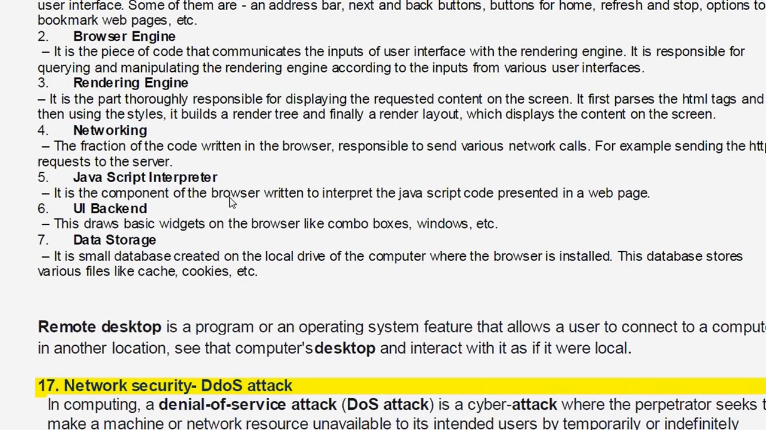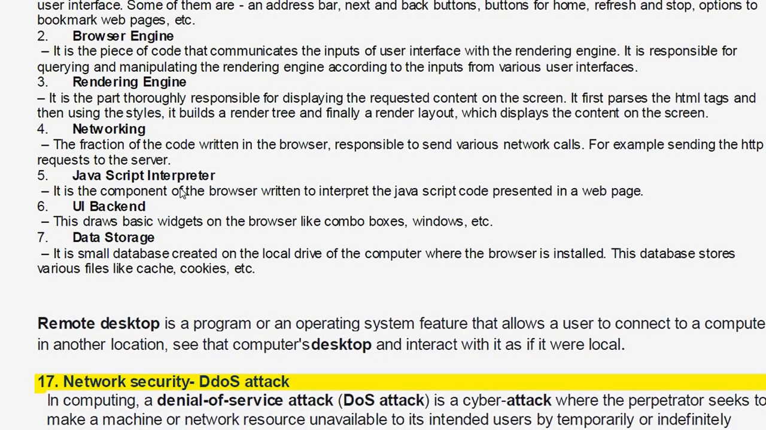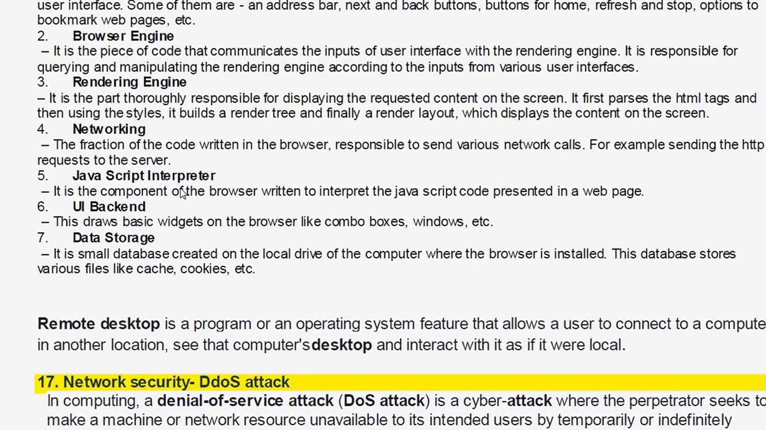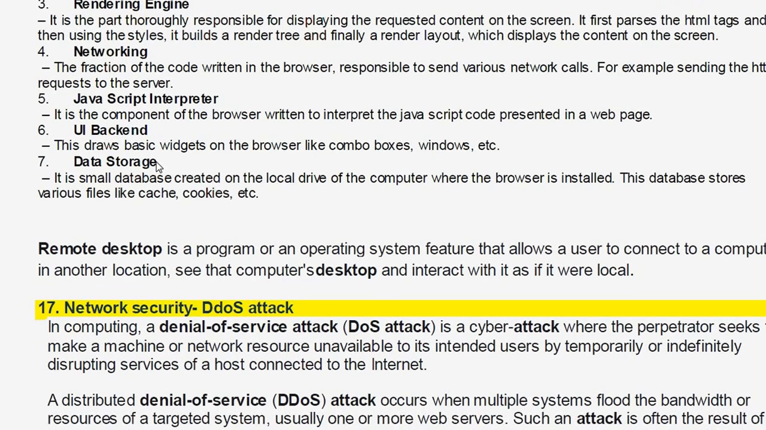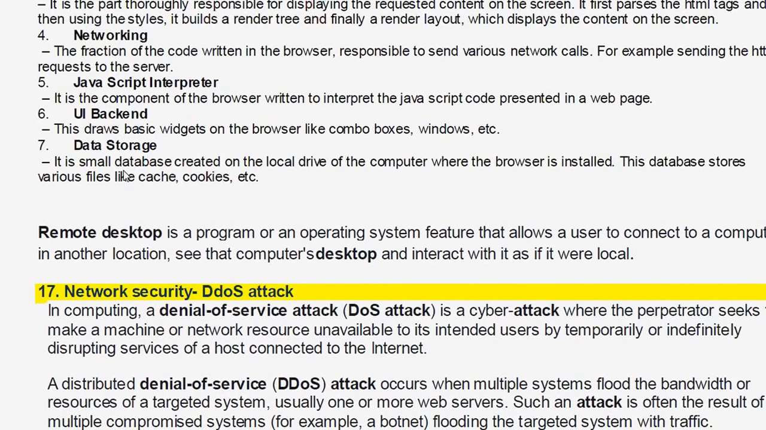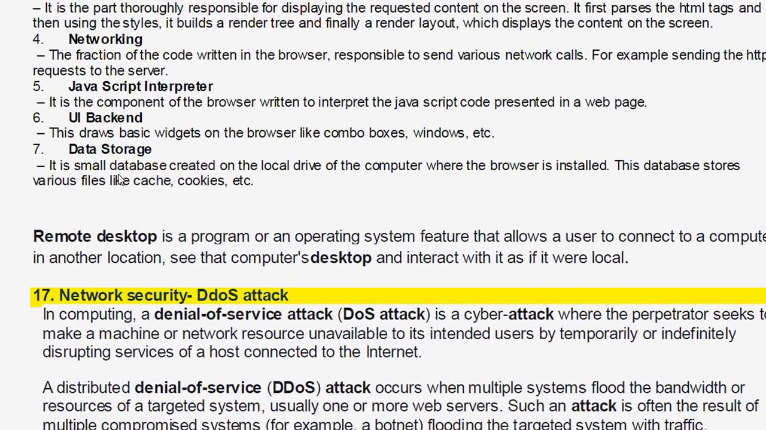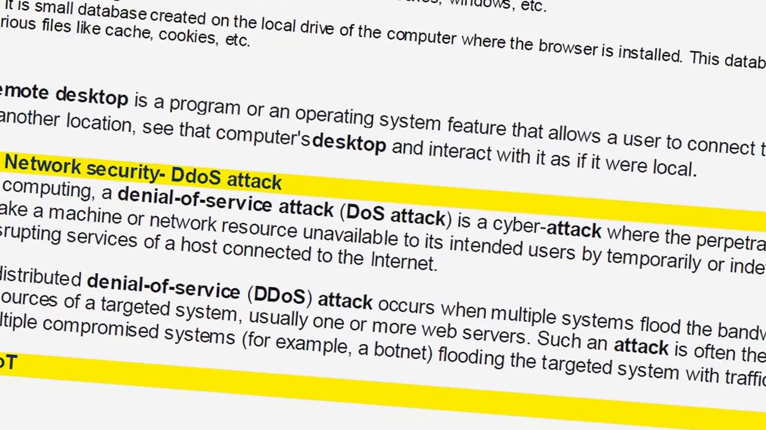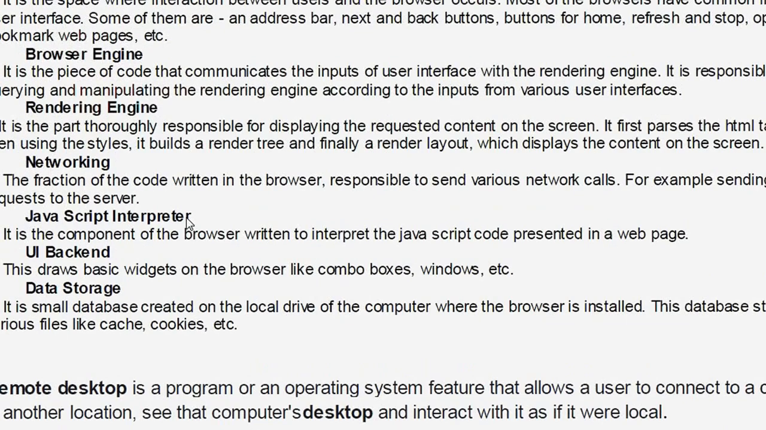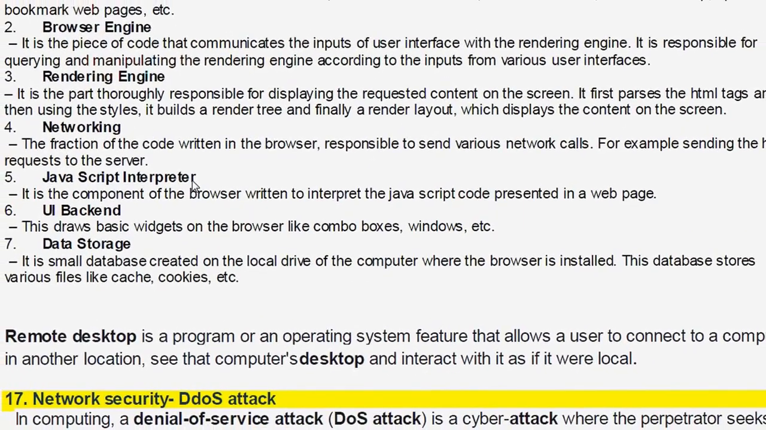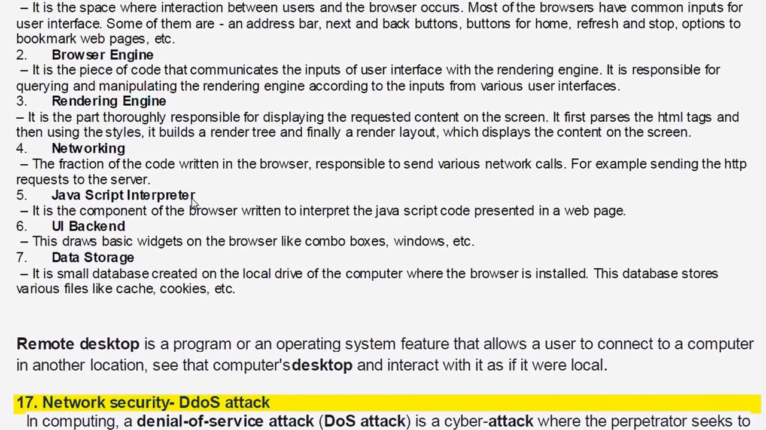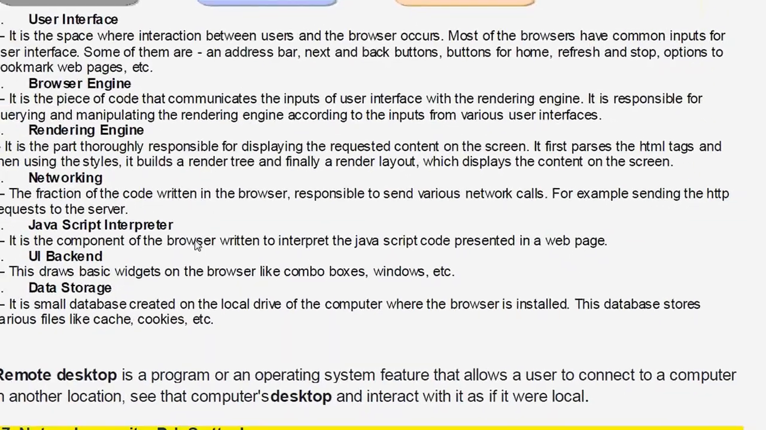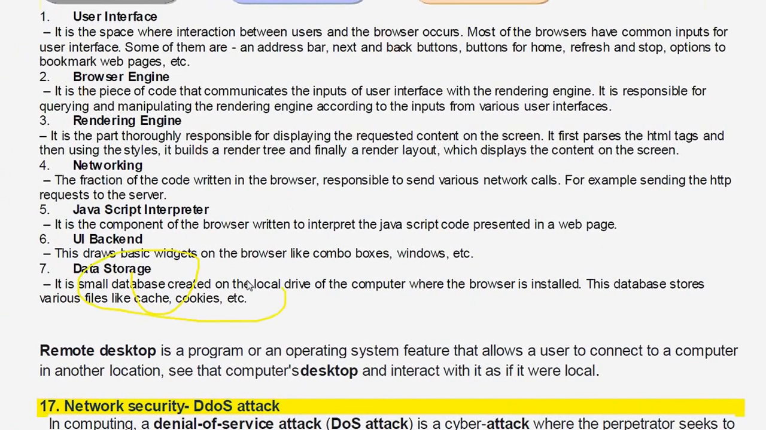Then the JavaScript interpreter interprets the JavaScript code to present a web page, and the UI backend draws widgets on the browser like combo boxes and windows. And next is data storage, which creates a database on the local drive of the computer, and these databases store various files such as cache and cookies.